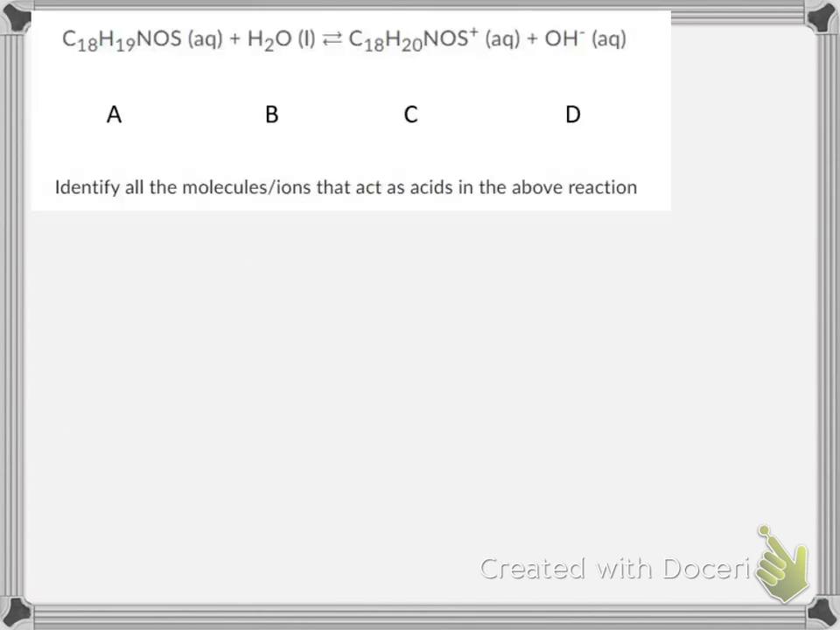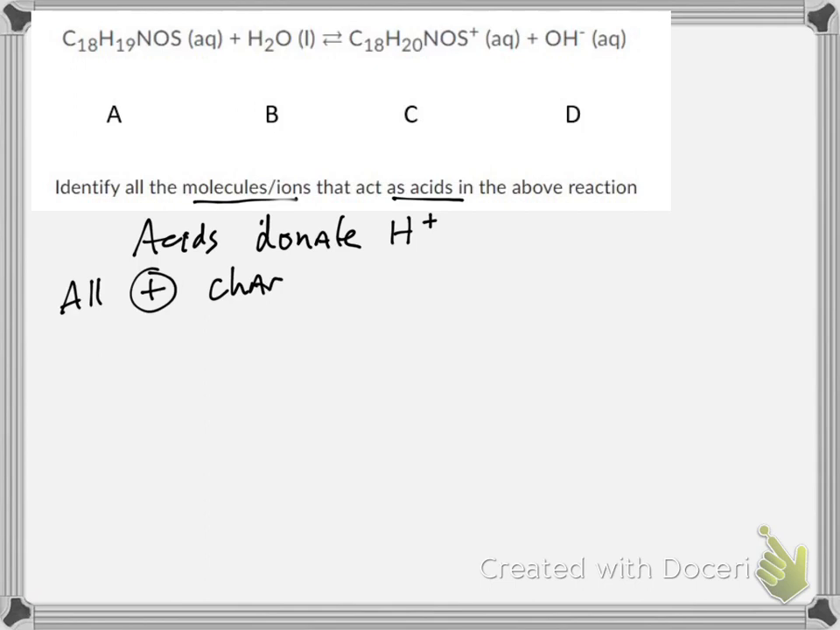In this reaction, we are asked to identify all of the species that act as acids. Two of them are going to act as acids, two are going to act as products. We recognize acids in a couple of ways. First, they donate an H+. So all positive charges are acids. That's one of the quick ways to do it.